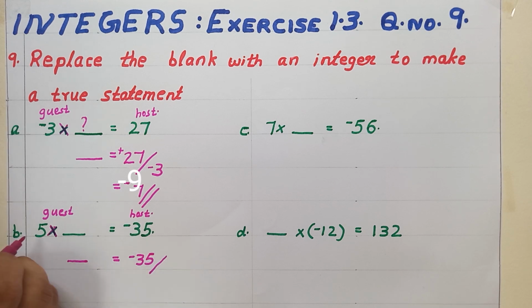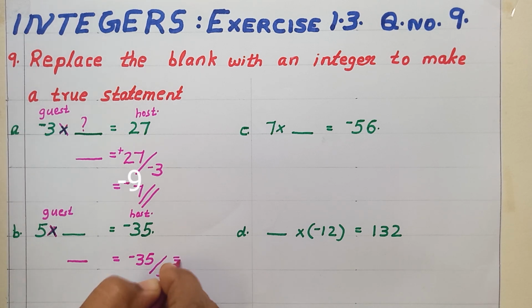So minus 35 divided by, what is the remaining number? 5 equal to, then minus divided by plus, answer is minus. So minus 7 is our answer.